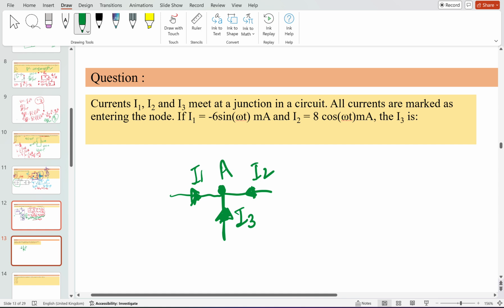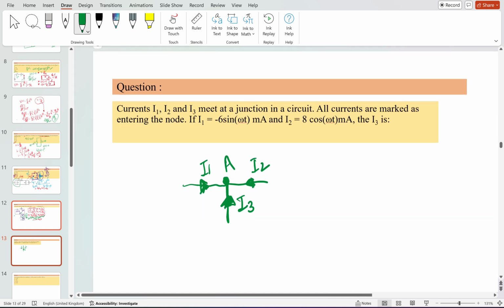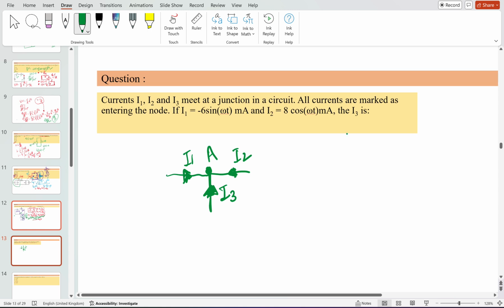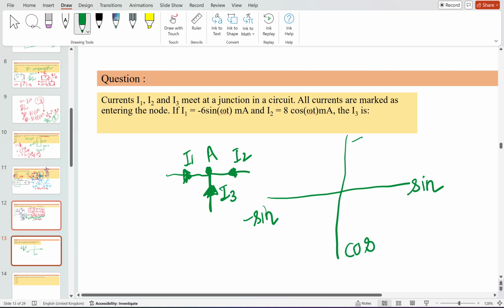Okay, let me give the solution for this. It is asked that if the I1 and I2 equations are given, what is the value of I3? Remember this, there is one trick to solve this problem. Remember this coordinate which I am giving. This is sine, this is minus sine, this is cos, this is minus cos.